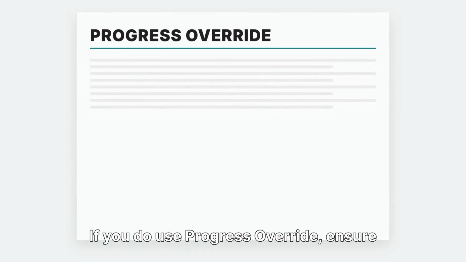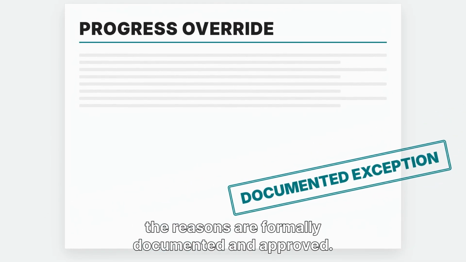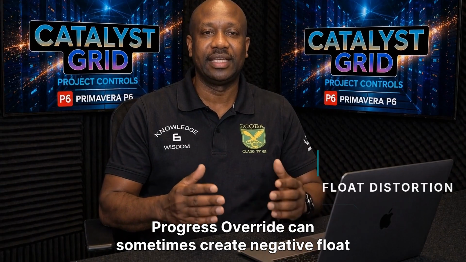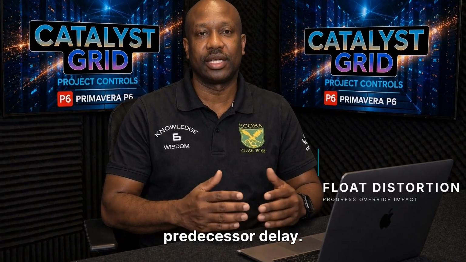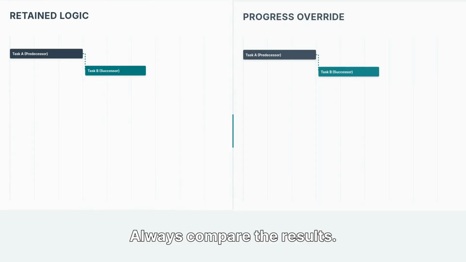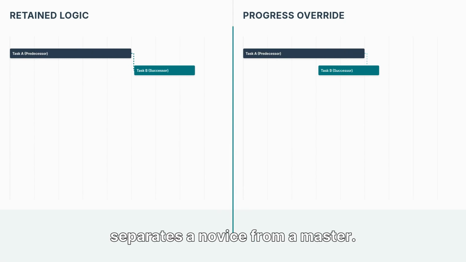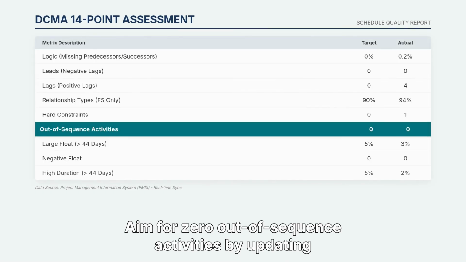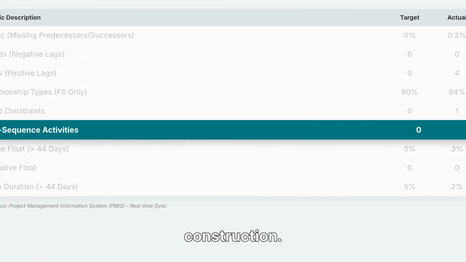If you do use progress override, ensure the reasons are formally documented and approved. Progress override can sometimes create negative float or hide the true impact of a predecessor delay. Always compare the results. Knowing which setting to use is what separates a novice from a master. Aim for 0 out-of-sequence activities by updating logic to reflect the actual path of construction.